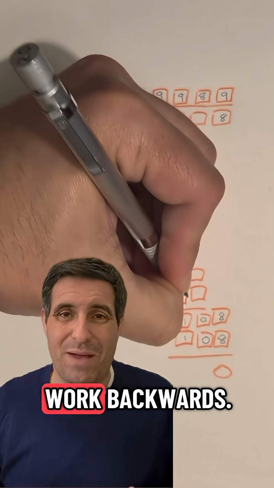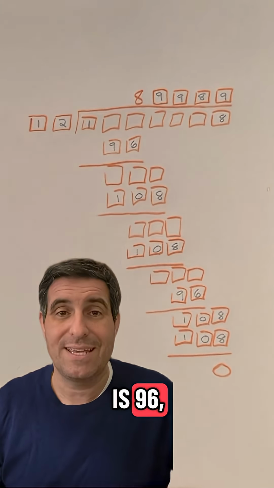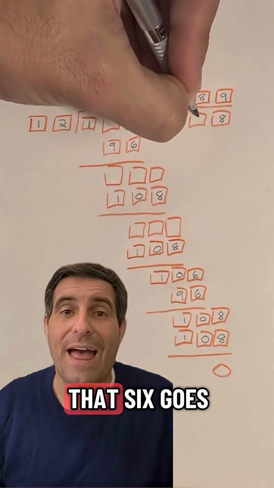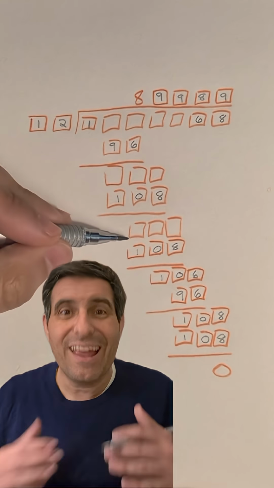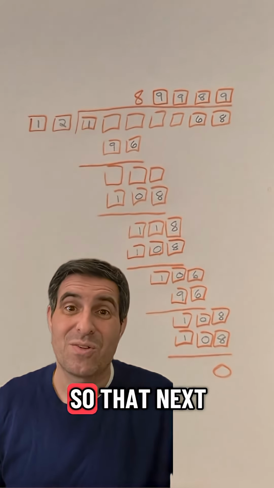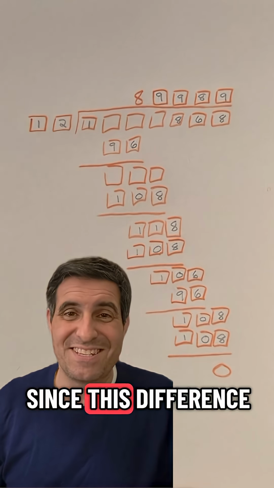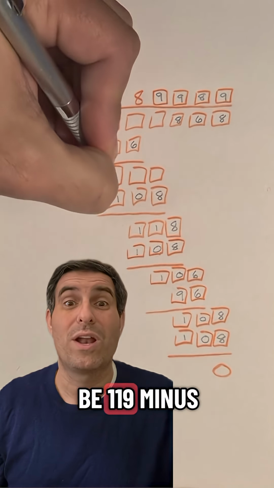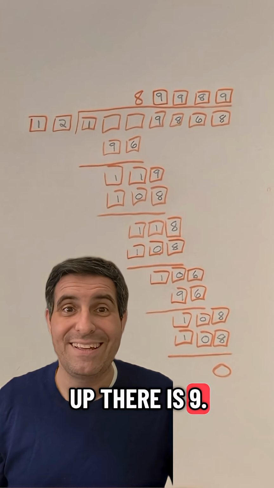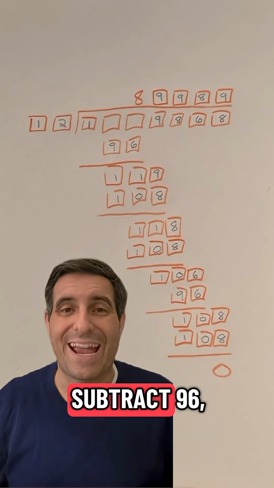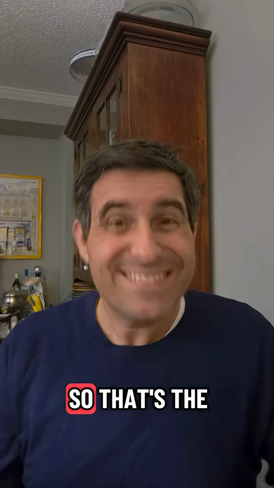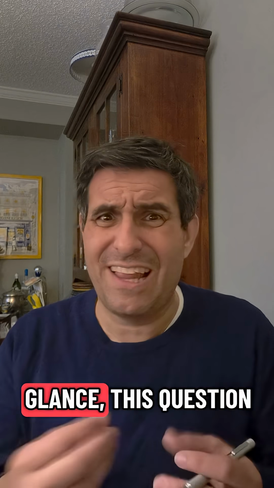And now we can just work backwards, because if we know this number is 96, then you have to have 106 minus 96 to give you 10. That 6 goes up into the dividend, and we keep working backwards. 118 minus 108 is going to give me 10, so that next digit is 8. Since this difference is 11 this time, we need it to be 119 minus 108 to give us 11, so that digit up there is 9. And finally, we need a number that when I subtract 96 gives me 11. That number is 107.